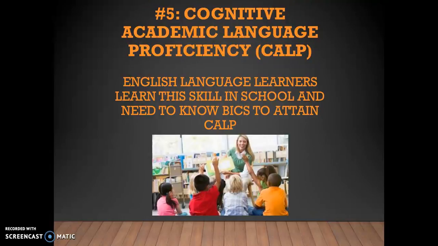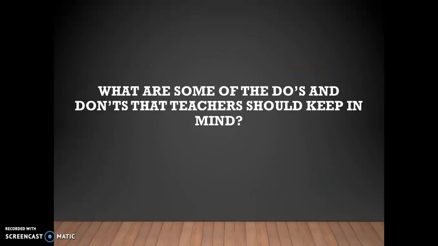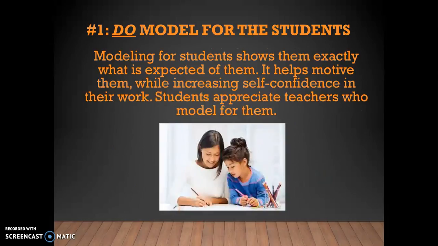The fifth one is Cognitive Academic Language Proficiency, which is CALP, and ELLs learn this skill in school and need BICS in order to have CALP. It takes years to learn, and I can use many strategies to teach it, such as stretch it and no opt-out. So what are some do's and don'ts that teachers should keep in mind when working with ELLs?